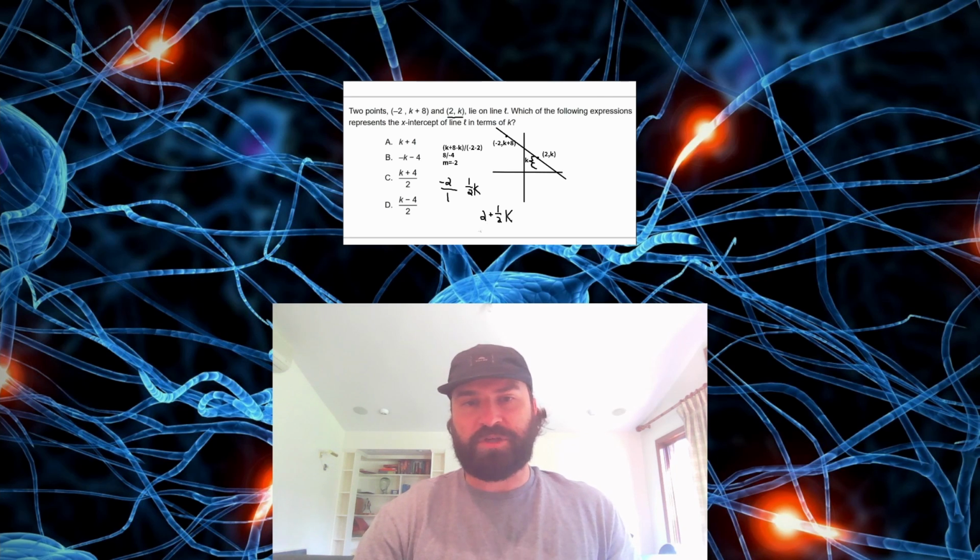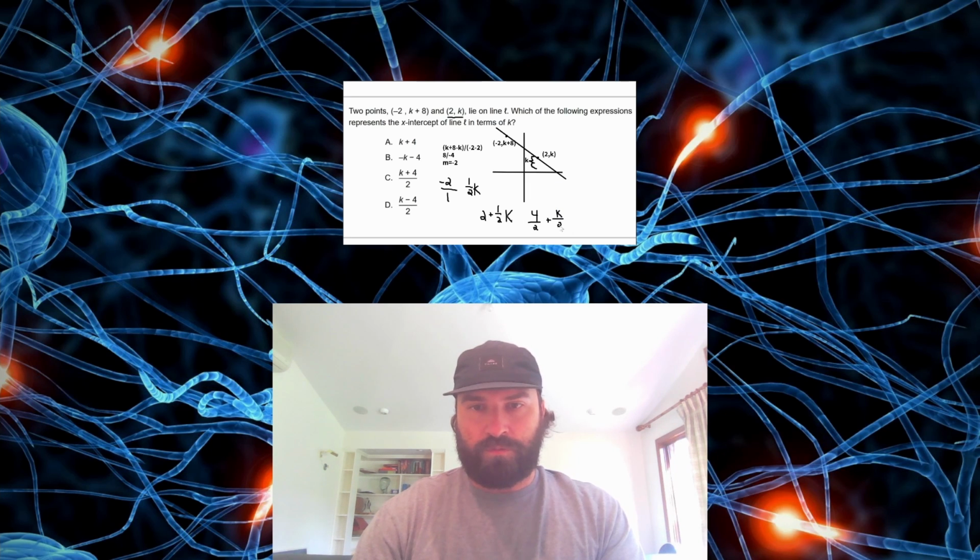So our x value is going to be 2 plus 1/2 k. And if we want to simplify that, we're going to have to make a common denominator here, so we could do 4 divided by 2, that's 2. So 4 divided by 2 is the same as 2, but I want it to match the 1/2 here. So then I do plus 1/2 k, which is just k over 2. And then when we simplify this, we get (4 + k) over 2, which is answer C.